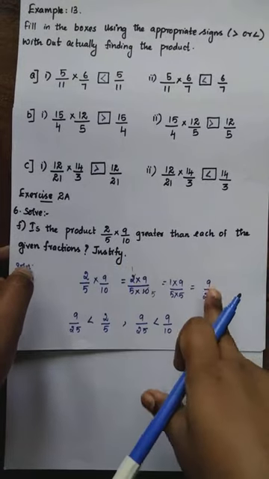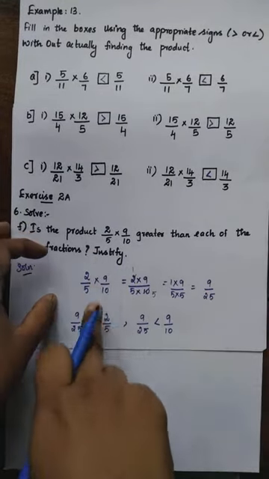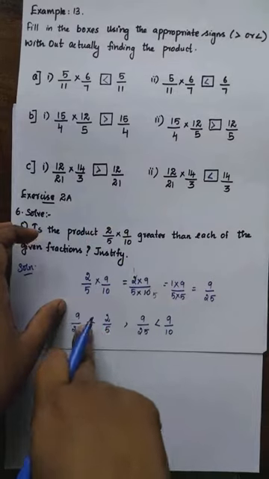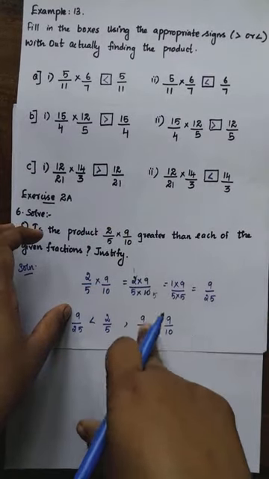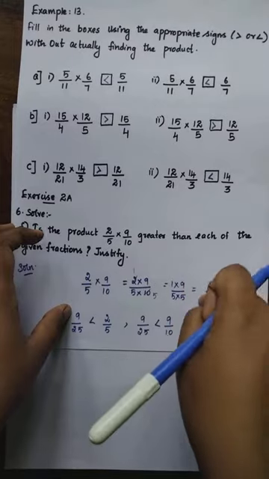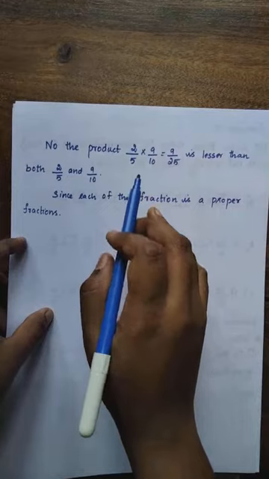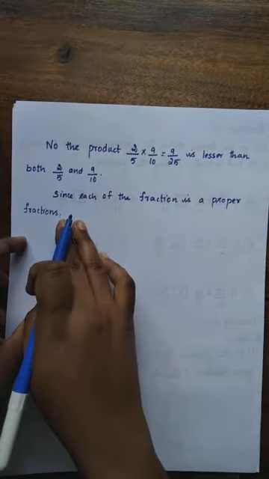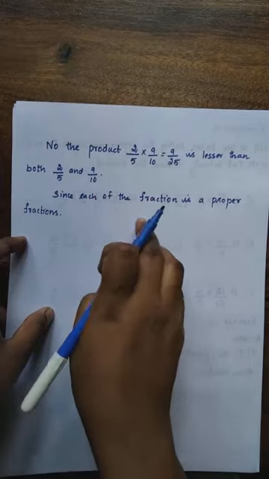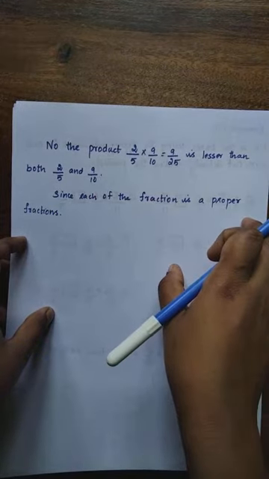First find the product, that is 9 by 25. Now check with the fractions. Is 9 by 25 greater than 2 by 5? No, it is lesser. Then is 9 by 25 greater than 9 by 10? No, here it is also lesser. So finally you need to write that the product 2 by 5 into 9 by 10, that is 9 by 25, is lesser than both 2 by 5 and 9 by 10, since each of the fractions is a proper fraction.